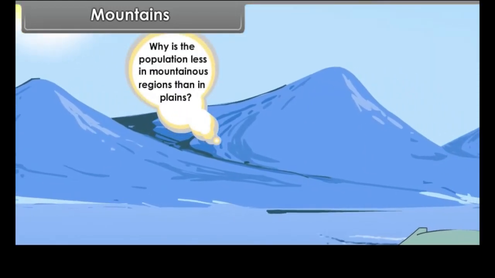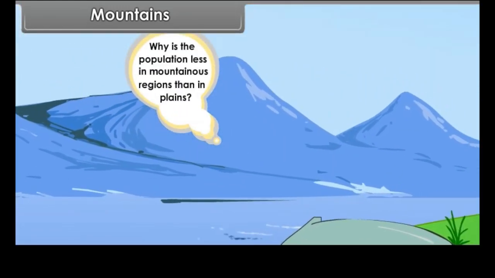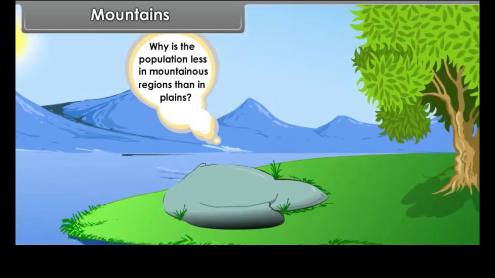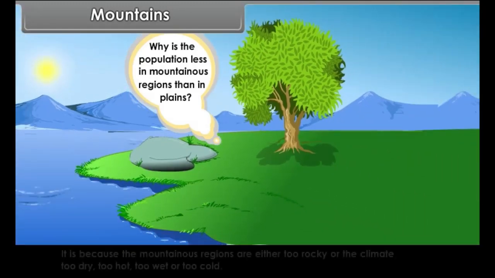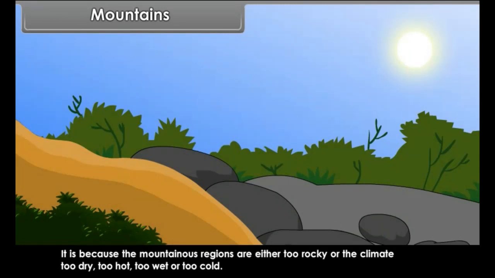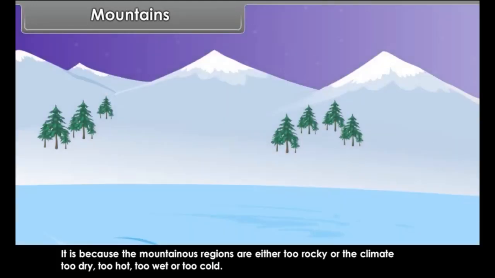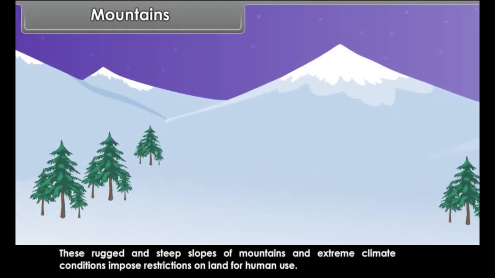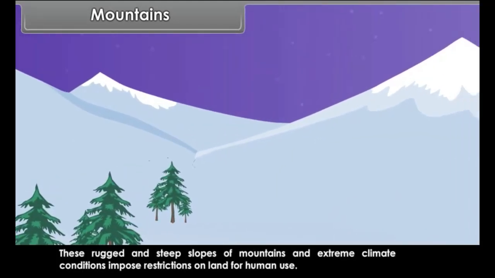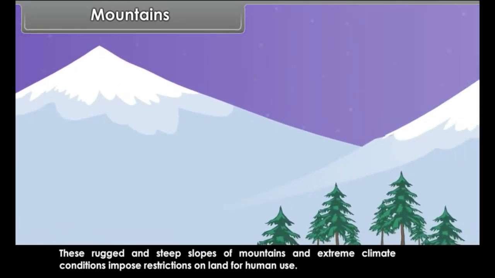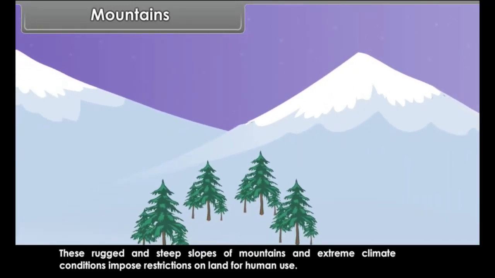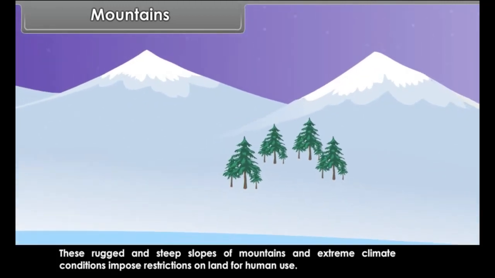Why is the population less in mountainous regions than in plains? It is because the mountainous regions are either too rocky or the climate too dry, too hot, too wet or too cold. These rugged and steep slopes of the mountains and extreme climate conditions impose restrictions on land for human use.